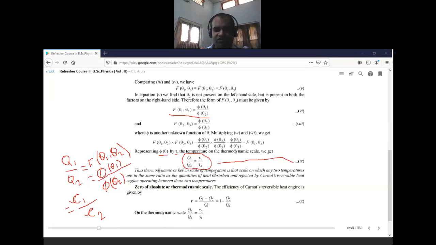Okay, so what is written next? Let us read. The thermodynamic or Kelvin scale of temperature is that scale on which any two temperatures are in the same ratio as the quantities of heat absorbed and rejected by Carnot's reversible heat engine operating between these two temperatures.